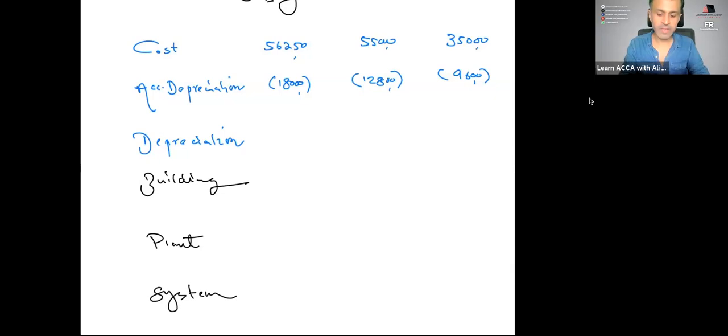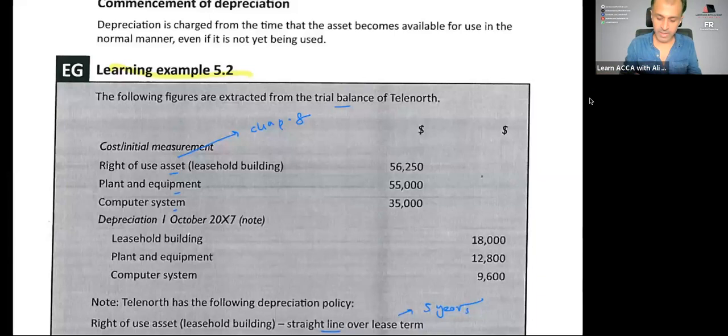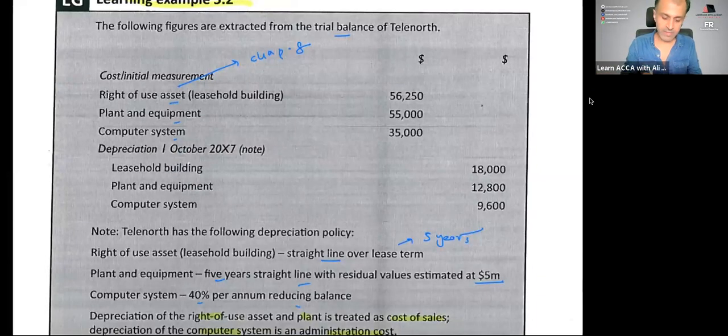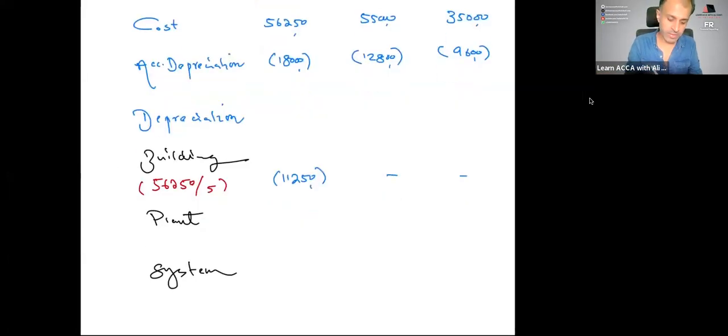So for the building, I have made an assumption. The life is 5 years, so we will take 56250 divided by a life of 5, which is what I have assumed. So 56250 divided by 5, the figure has to be 11250. And we have plant. They say 5 years with a scrap value of 5,000. Let's not forget to consider the effect of the scrap value, so 5,000 divided by 5 should be 10,000.